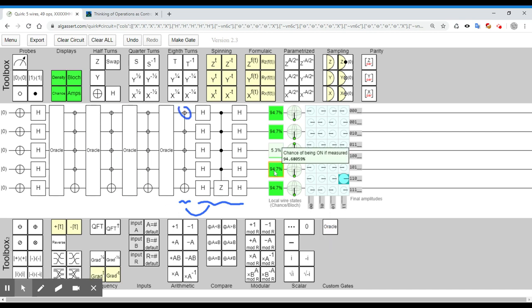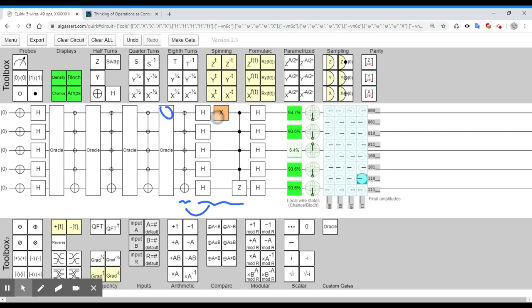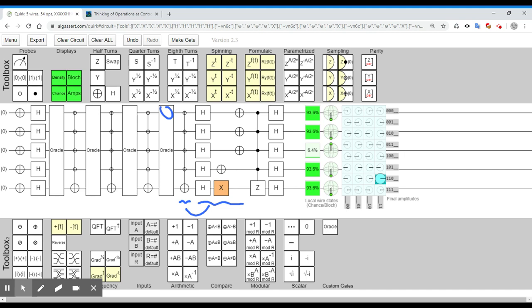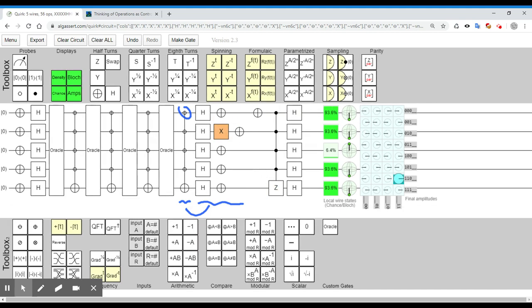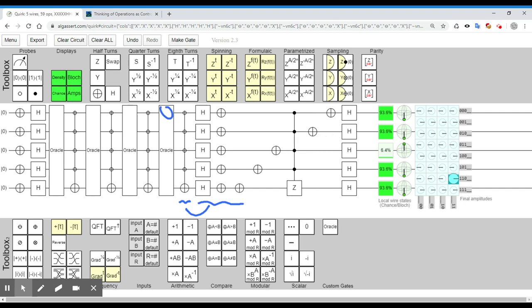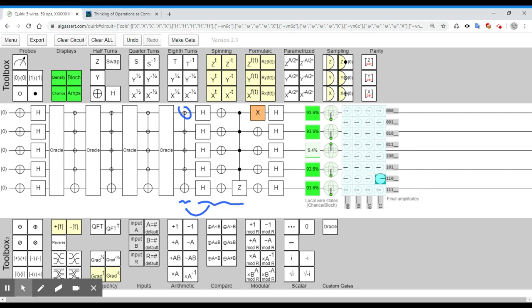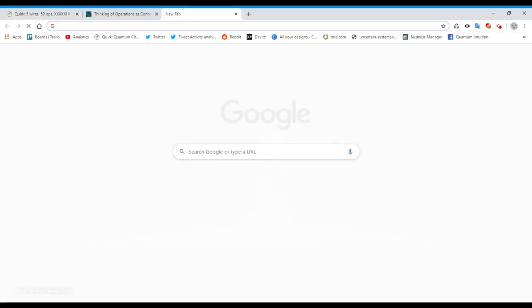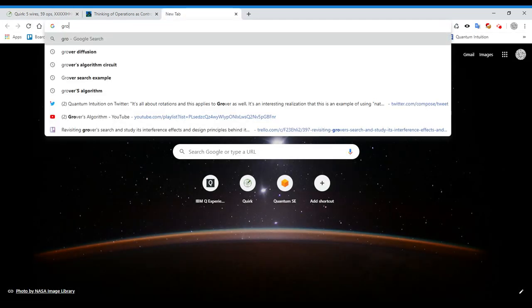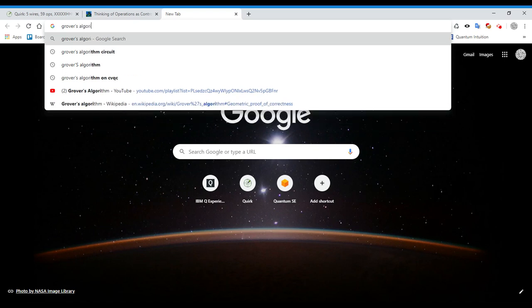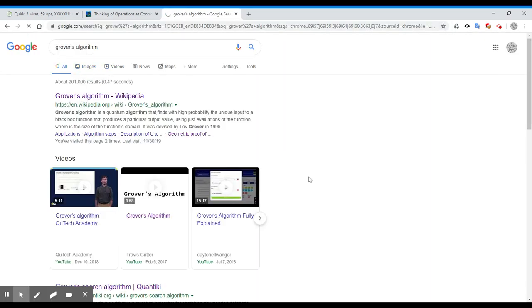So you've probably seen most of Grover's implementations actually have a bunch of X gates in here, and then at the other side too, I think. That's what most people see, if I'm not wrong. Could be wrong. Grover's algorithm images.